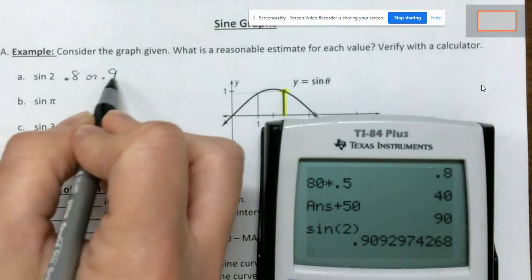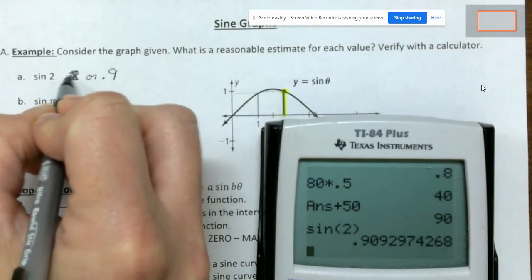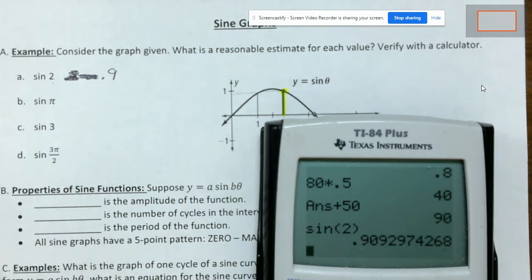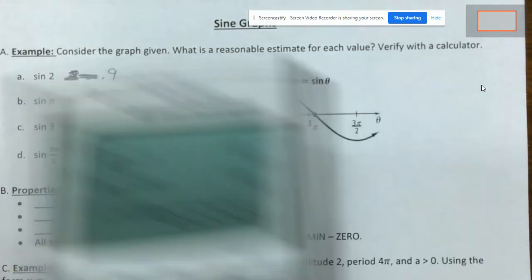So we were right. It is 0.9. So it wasn't this one, it was the 0.9 one. And that would be more accurate because we're really close to that number 1.